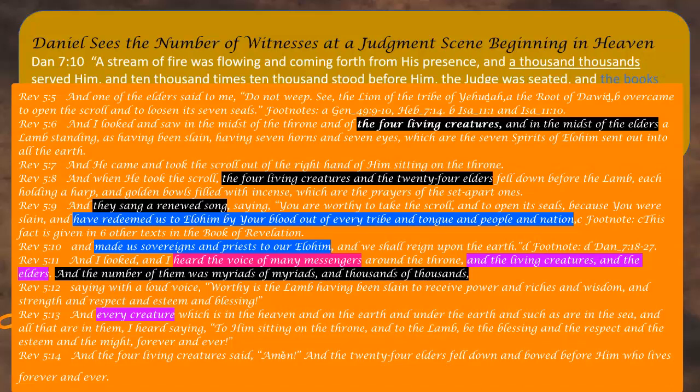So we know that the 4 beasts are not angels, because it said in verse 11, "And I heard the voice of many angels round about the throne, and the beast, and the elders."